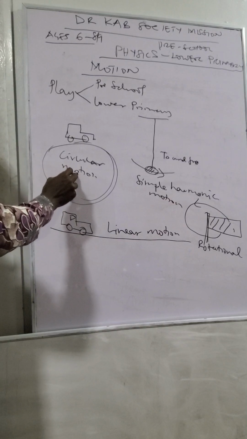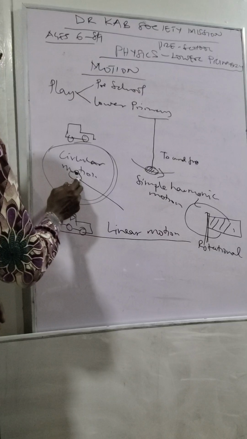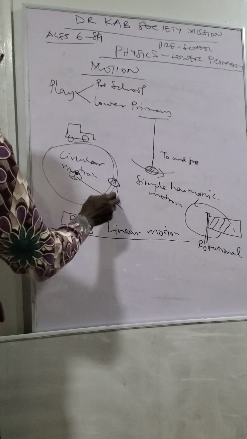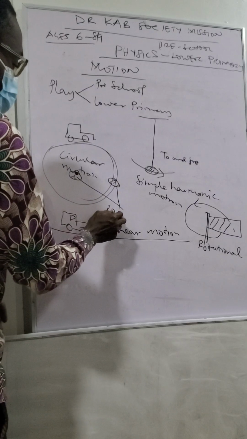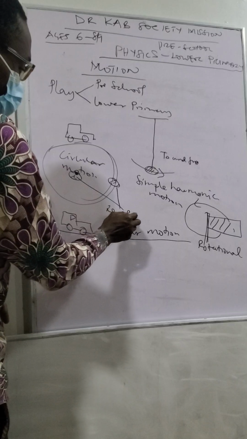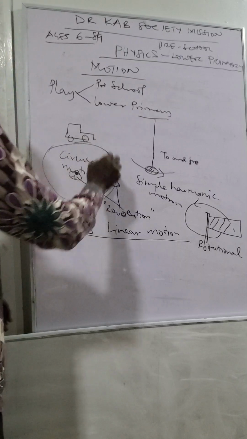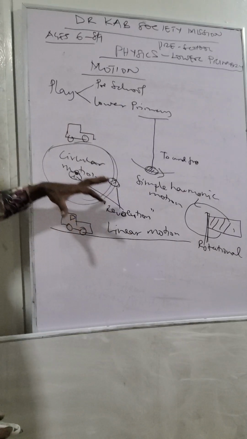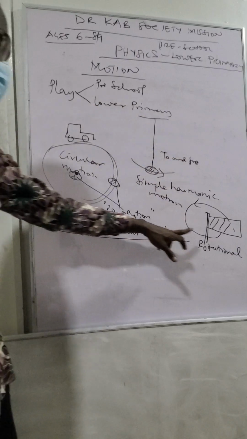There's a point here. If this happens to be a body, let's say one body and another body here, then we'll say this is revolving, so that will be revolution. But this is not what we are describing. We want the circular path, the path of motion, that is what we are interested in. So we are looking at circular motion, simple harmonic motion, linear motion, rotational motion.